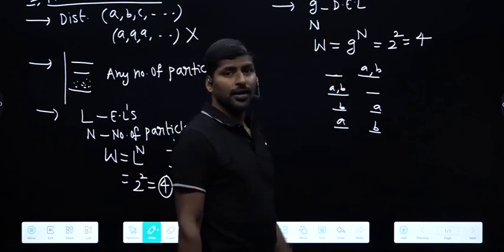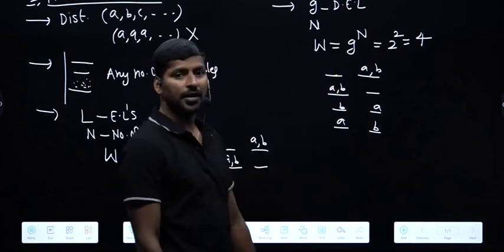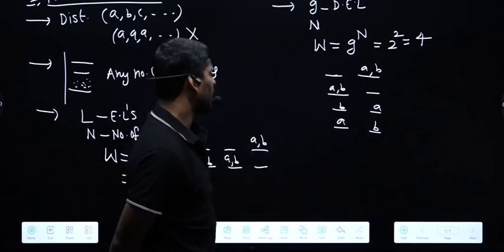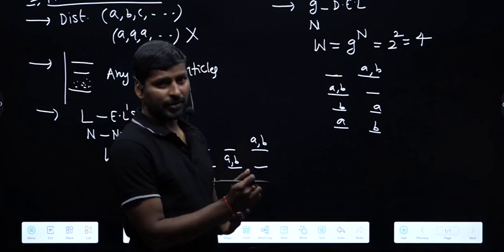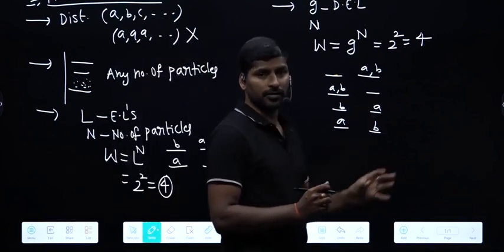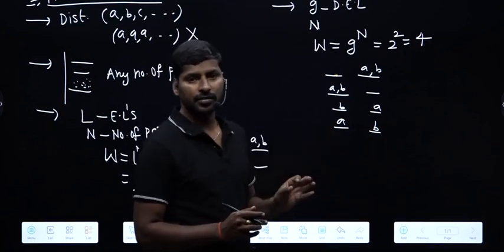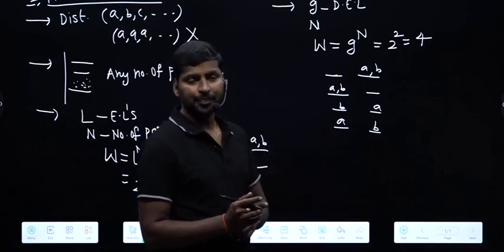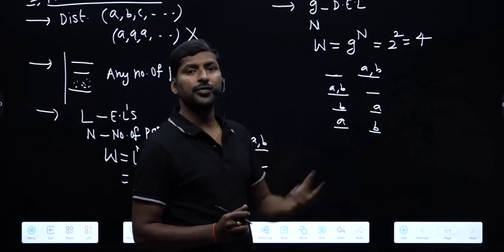The formula is G power N: the number of ways we can arrange the particles. Sometimes the question is given like this: we have three types of colored balls and two boxes. In how many ways can we distribute them?